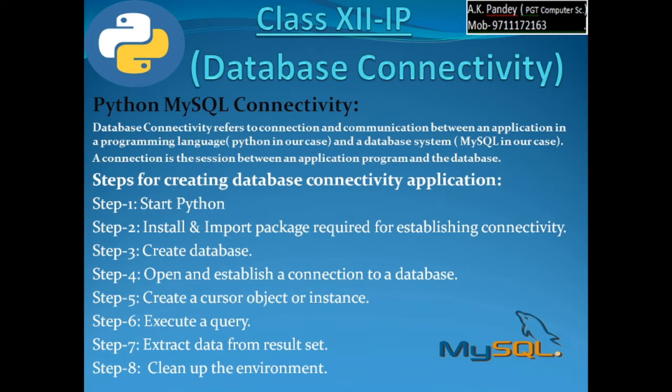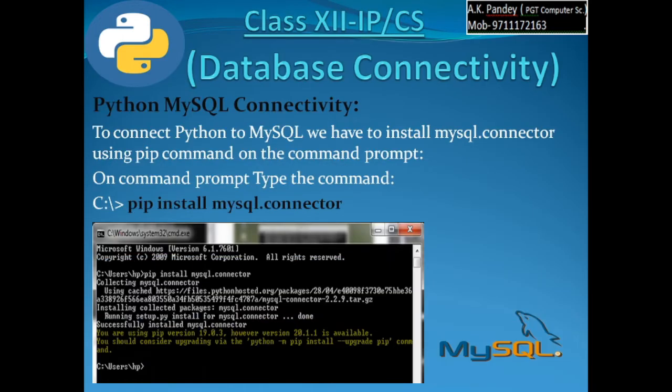Now after these steps, let us see how to install the MySQL connector. Here you have to go to the command prompt first, and on the command prompt type the command pip install mysql.connector. You will see messages such as collecting mysql.connector. After some time it will write successfully installed mysql.connector. That means the mysql.connector package has been installed successfully.